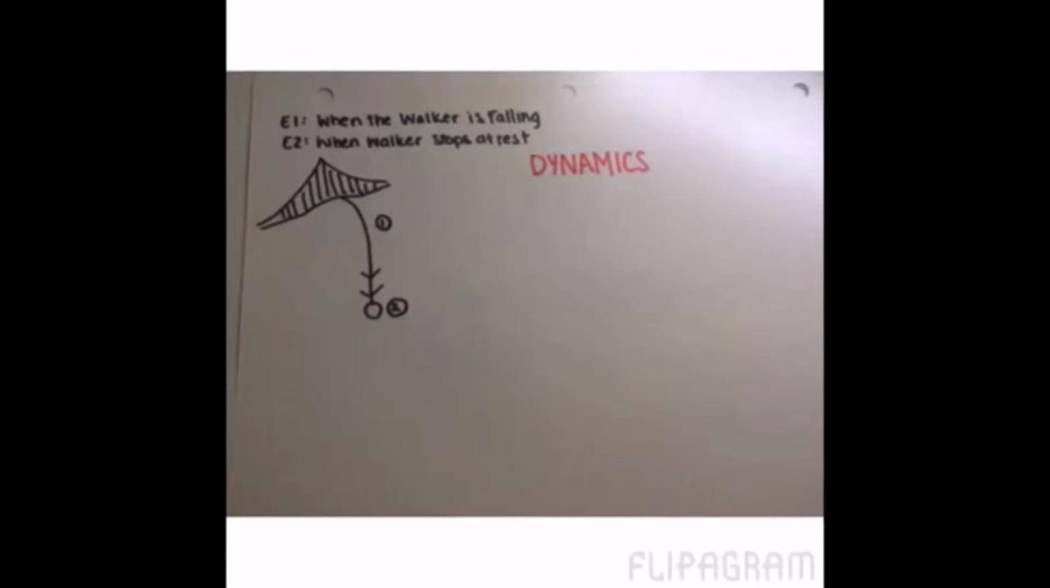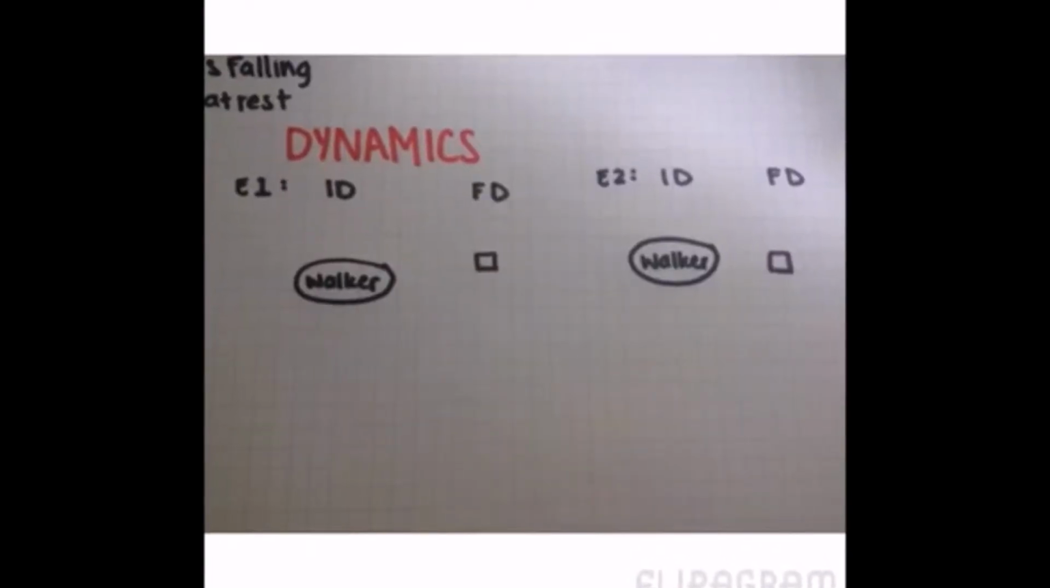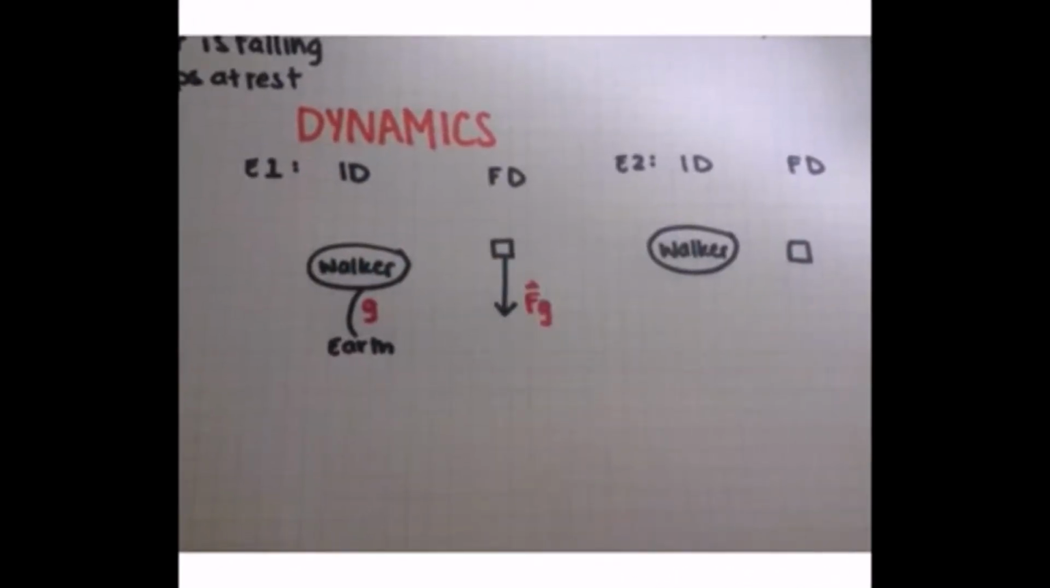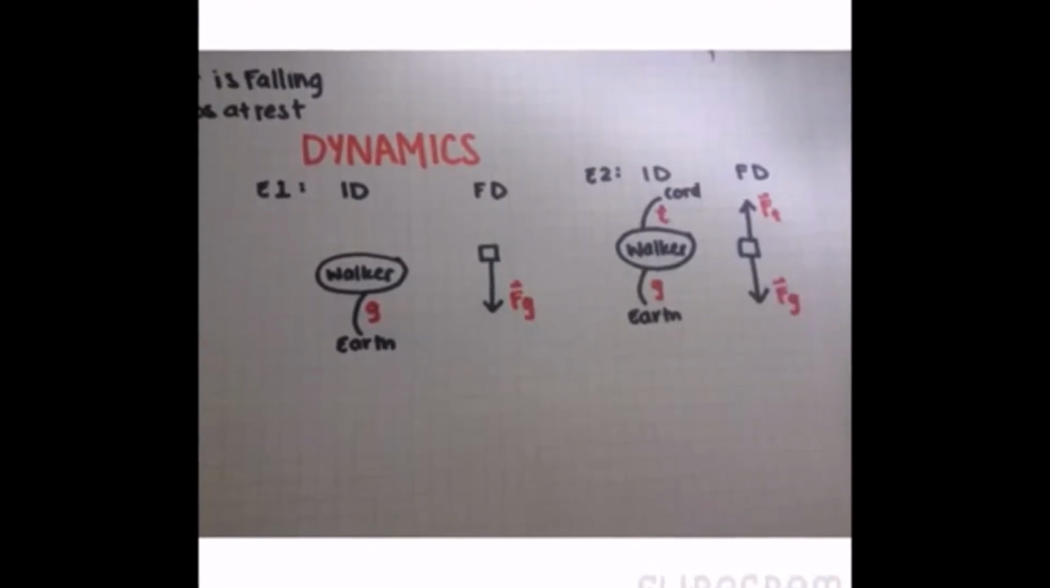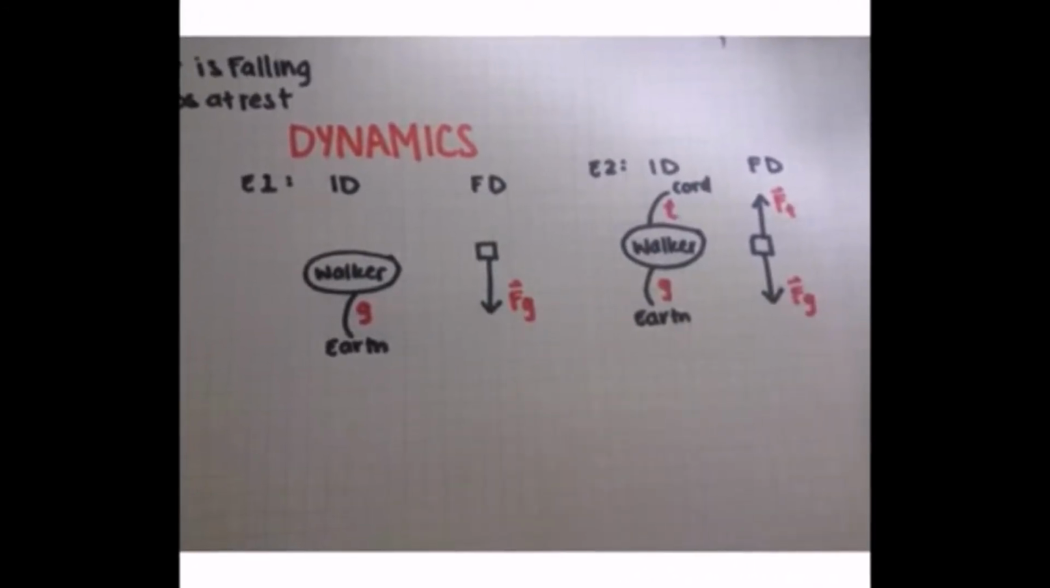In the first event, the walker is in free fall motion, so the only force acting on him is gravity. In the second event, the walker is at rest but still dangling from the cord. If they are at rest, it means they are following Newton's first law, inertia. Therefore, the vertical forces are balanced.